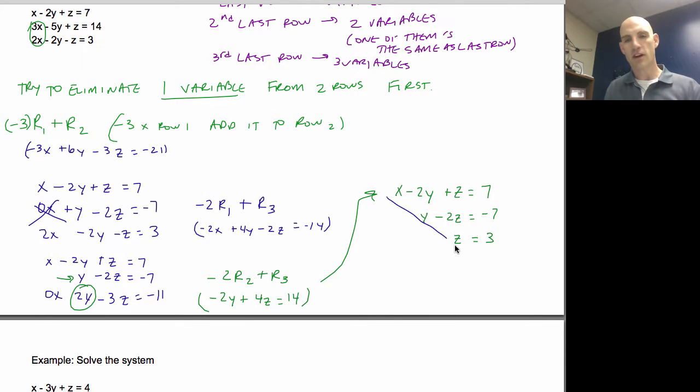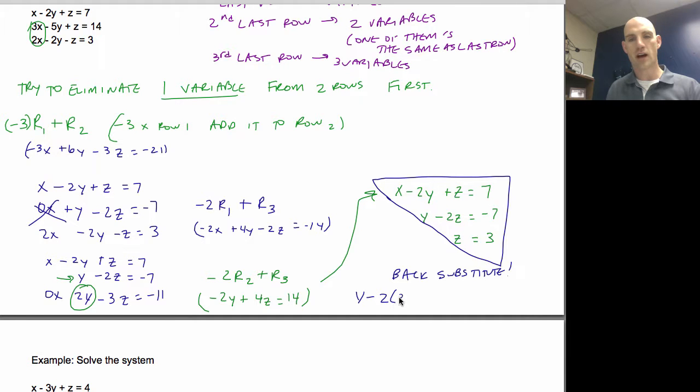Now I have my triangular form that I wanted. Why does this help me? Because now I can back substitute. Okay, and so y minus 2 times 3 equals negative 7. You're going to see this is the same example. We just had a different form of it. And so if I add 6, then y is equal to negative 1.